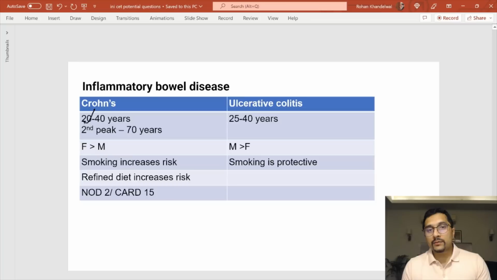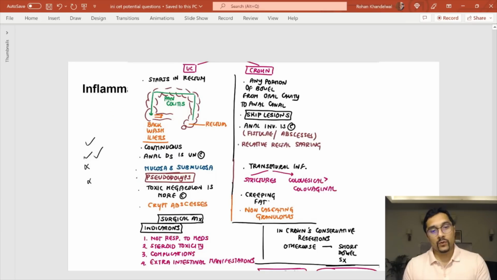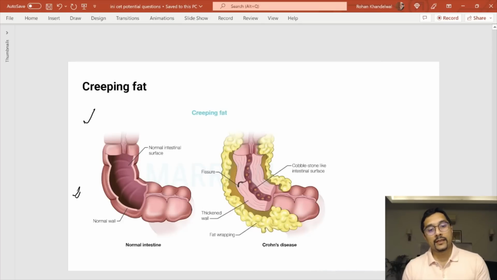Crohn's, you should know that smoking increases the risk, and the NOD2/CARD15 gene is the one which is the genetic basis of Crohn's. Ulcerative colitis, you have continuous spread, whereas Crohn's you can have skip lesions. Crohn's is transmural, whereas ulcerative colitis usually involves the mucosa and the submucosa. Ulcerative colitis, definitive surgery can be carried out, whereas in Crohn's, definitive procedures are not possible because of the skip lesions which are there.